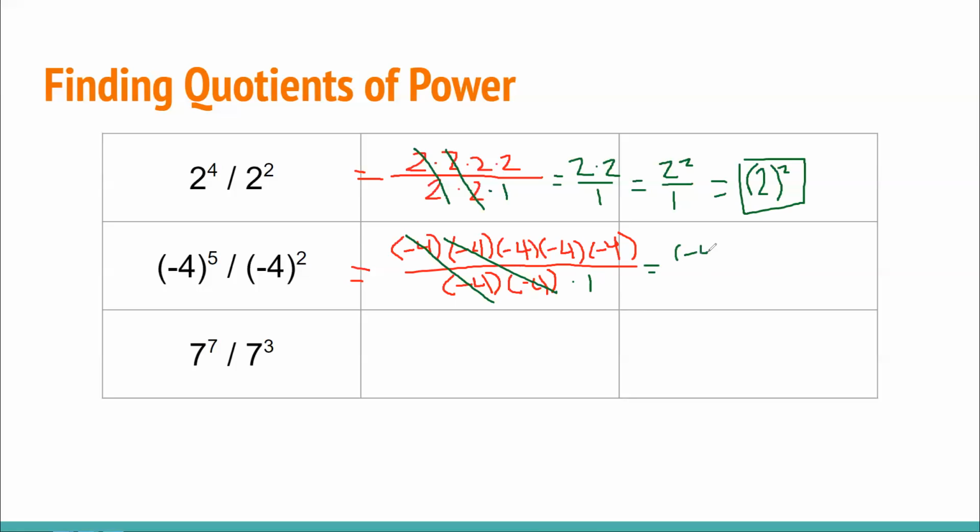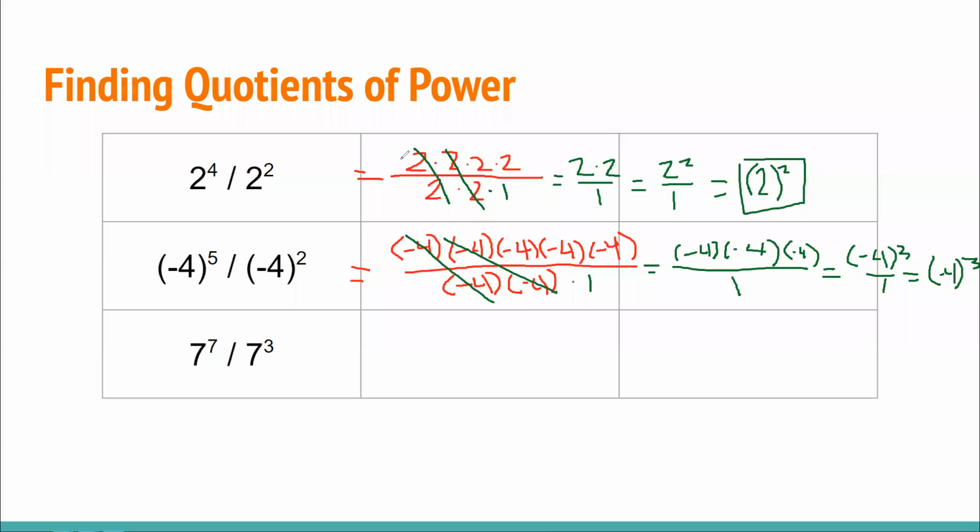In my numerator, I know that I still have a couple of -4s, and I actually have 3 of those. So I've got -4 times -4 times -4 all over 1. That's going to simplify to -4 to the third power over 1, which simplifies to -4 to the third.